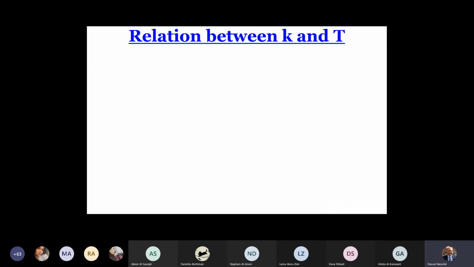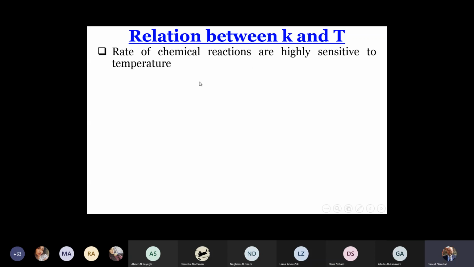Relation between the rate constant and temperature. In the previous parts, we talked about the rate constant. The rate constant for two different reactions is in general different. The rate constant of several experiments of the same reaction is temperature dependent. So what is the relation between K and temperature?